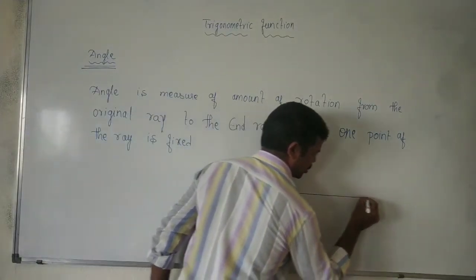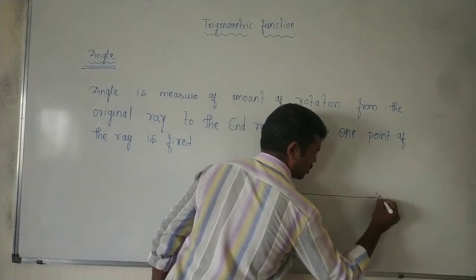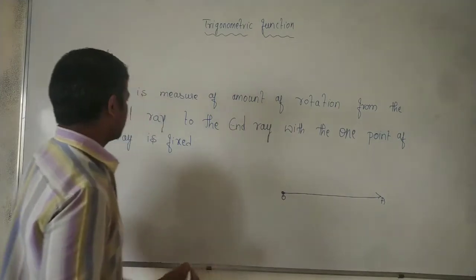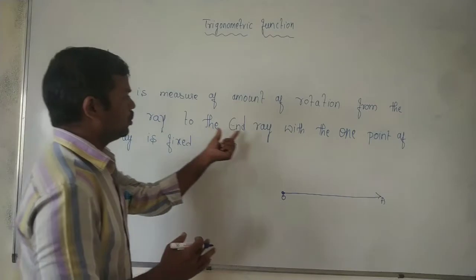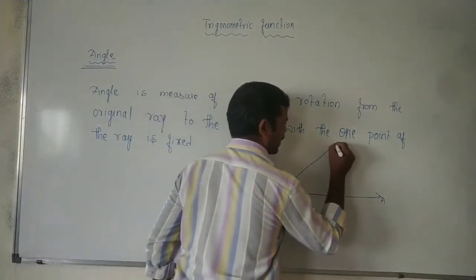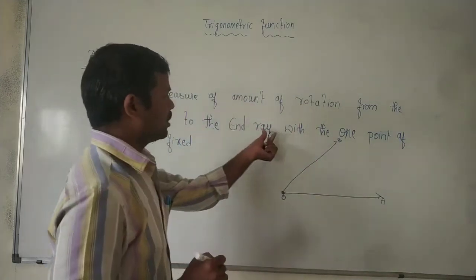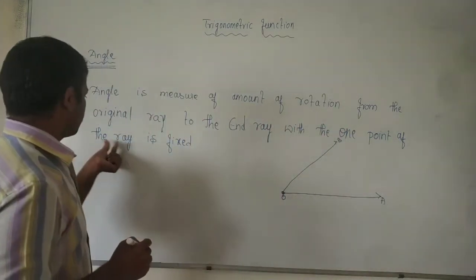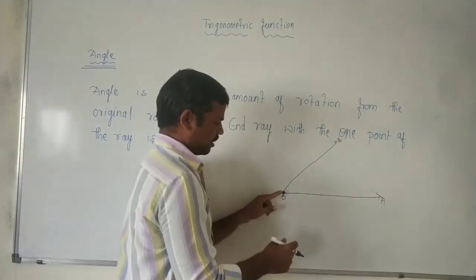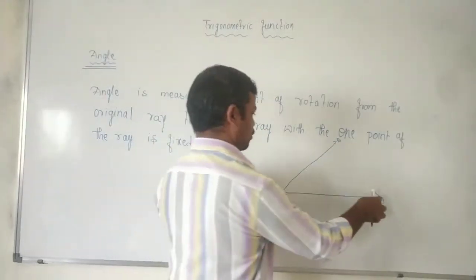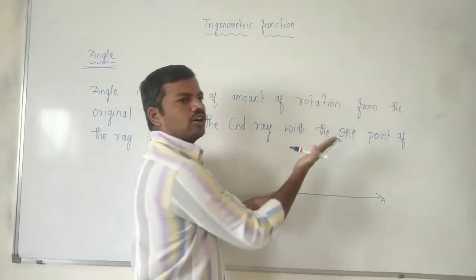Consider this is the original ray, which we call OA. We rotate it until the end ray. That is OB is the end ray, with one point of the ray fixed. We fix one point, we do not rotate both. We cannot rotate both at once. We fix one and rotate the other.